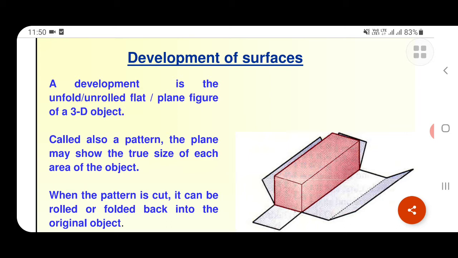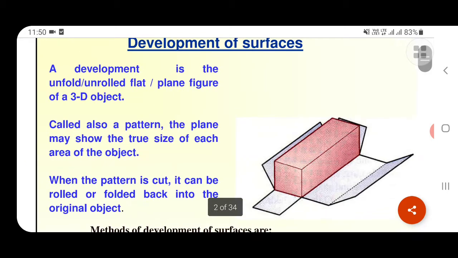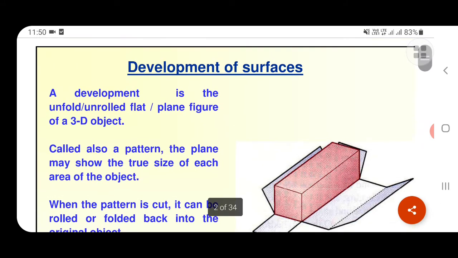In the previous lecture, we saw the syllabus of development of surfaces. Firstly, this is a diagram for development of surfaces. It is called the true pattern, or also the true size of an object. While the pattern is cut, it can be rolled or folded back into the original object. So this is the development of surfaces.